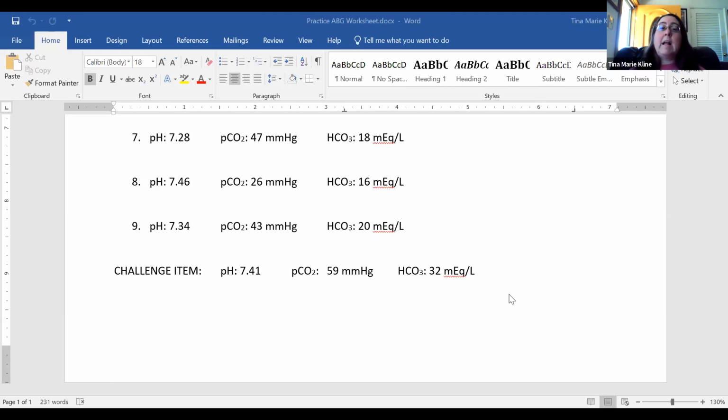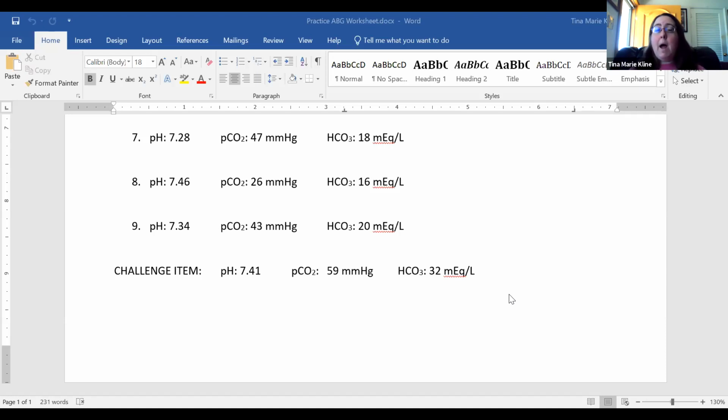So when you have something like that, again, start with the pH. 7.41 is within normal limits, but remember your exact midpoint between 7.35 and 7.45 is 7.4. So am I leaning towards the acidic side, or towards the alkalotic side? 7.41 is falling just slightly alkaline, so we're going to call it alkaline. My PCO2 of 59 is falling towards the acidic side. My bicarb of 32 is falling towards the alkaline side.